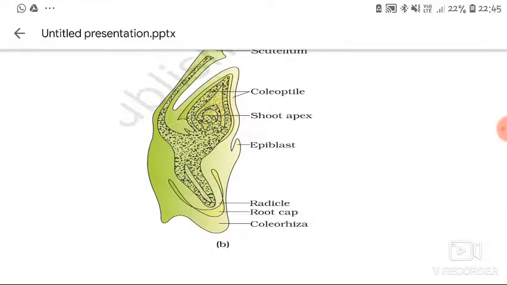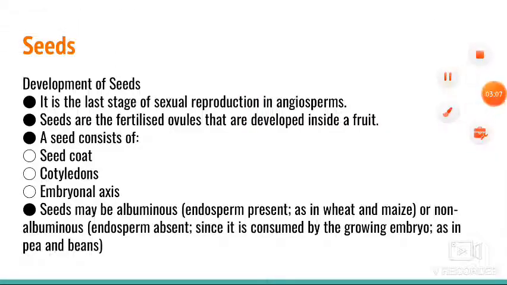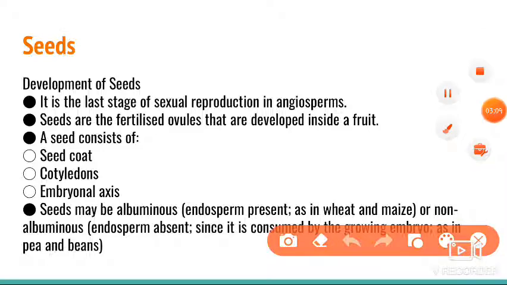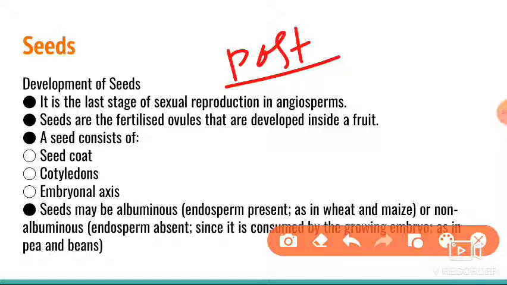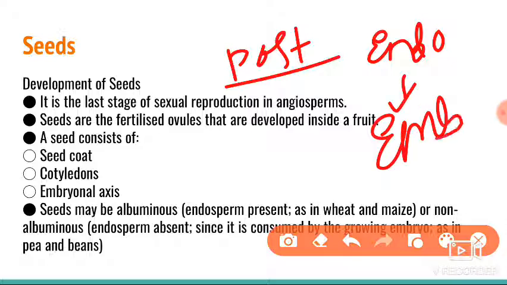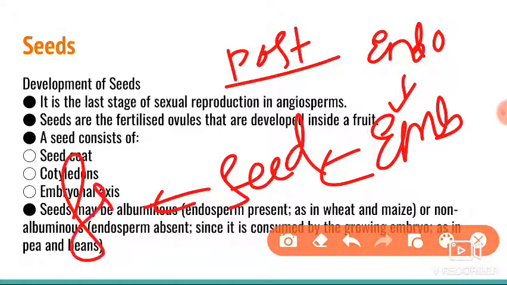Coming to the next aspect, students, that is the seed. Here we are studying post-fertilization events, and in that, first we studied endosperm formation. We are studying sequentially. Next to that, the embryo is developed, next seed development, and next fruit development. These are the sequential events we are studying.